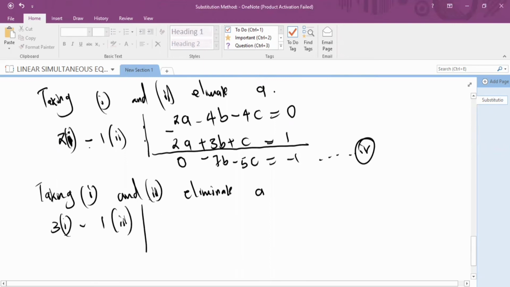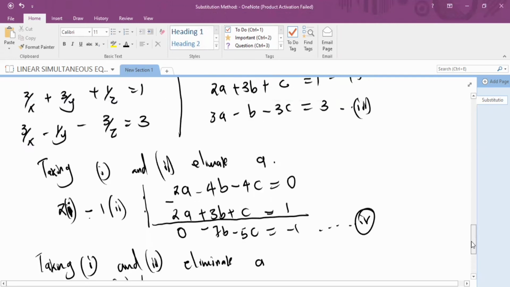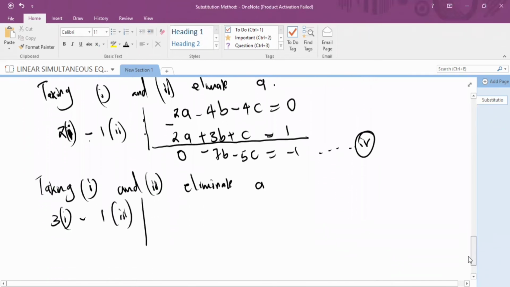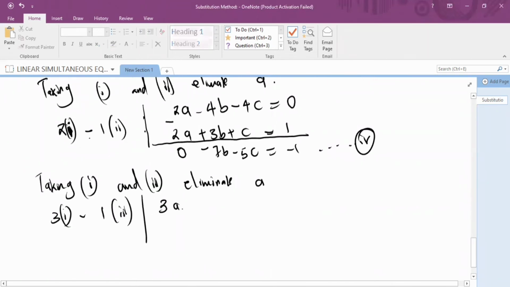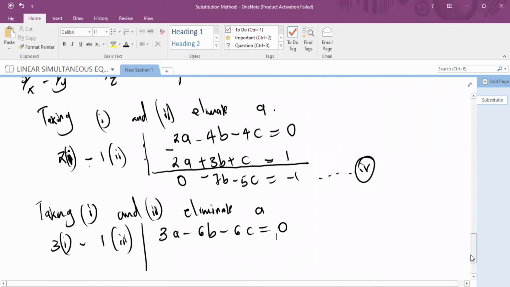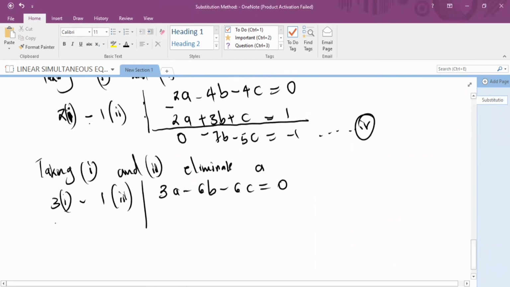And what does this give? 3 of equation 1 will give us, so look at equation 1, multiplying equation 1 by 3, that will be 3a minus 6b minus 6c. So that will be 3a minus 6b minus 6c is equal to 0. And equation 3 will just remain the way it is. And our equation 3 is 3a minus b minus 3c is equal to 3.